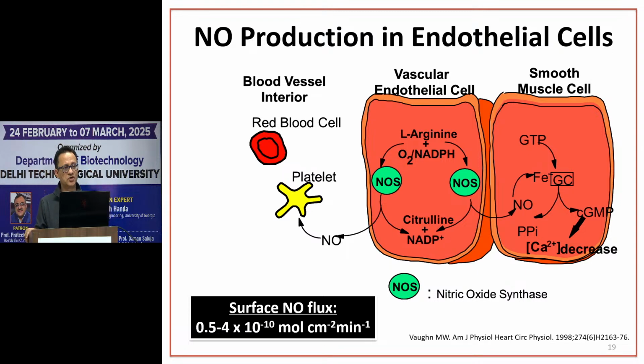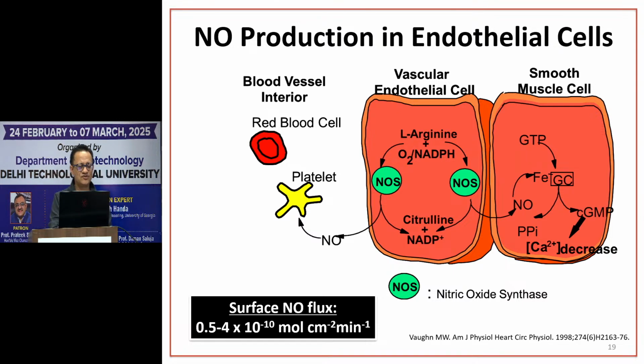Now, nitric oxide is produced in our endothelial cells, and there was this paper in 1998 by Dr. Mark Vaughan from Texas Tech, Lubbock. He did computational modeling and showed that this is approximately the amount of nitric oxide that our endothelial cells are releasing.